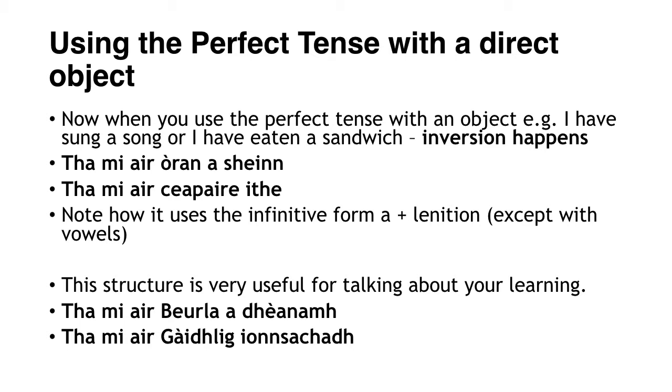Using the perfect tense with the direct object. Now, if you are talking about, say for example, I sung a song or I have eaten a sandwich, inversion happens, which we've looked at previously. So instead of saying Hammy air shine oren, you say Hammy air oren a hain. Okay? Hammy air kepere iche. Not Hammy air iche kepere, but Hammy air kepere iche. And again, you'll see it uses the infinitive form after. So that's using the inversion, which we've looked at in the past when we're looking at skills.